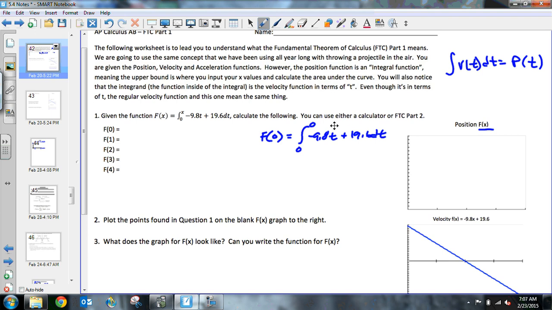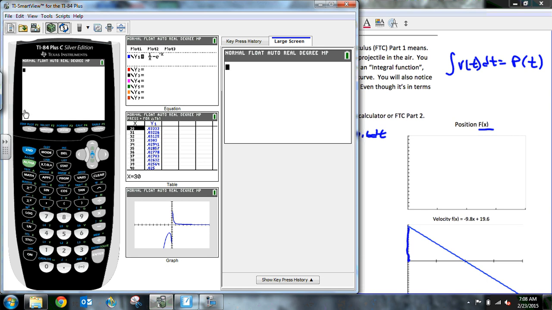And when I do that, what's the area under my velocity function between 0 and 0? Okay, what's the area over that interval between 0 and 0? And what you come to find out is that that area is 0, okay? And let's just go to our calculator and evaluate that.